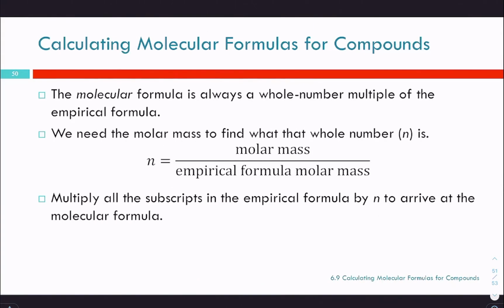We're going to skip this one because you'll do that one in a lab. We'll cover it there. So the molecular formula, we talked about this. Molecular formula is always a multiple of the empirical formula. Sometimes it's 1, but sometimes it's 2 or 3 or 4. It's always a whole number multiple. You can figure out what that multiple is, n in this case, by taking the molar mass of the compound, dividing it by the empirical formula molar mass. And then you multiply all the subscripts in the empirical formula by n to arrive at the molecular formula.